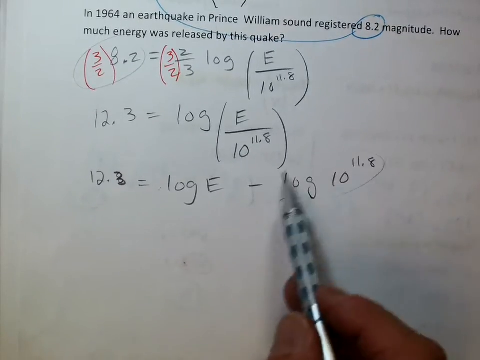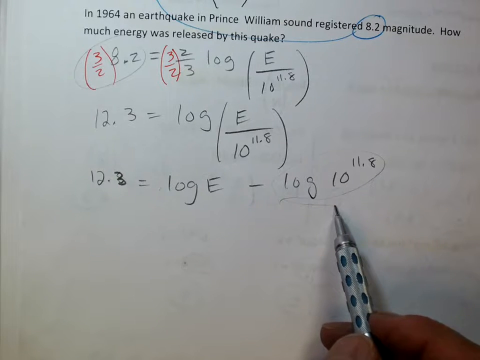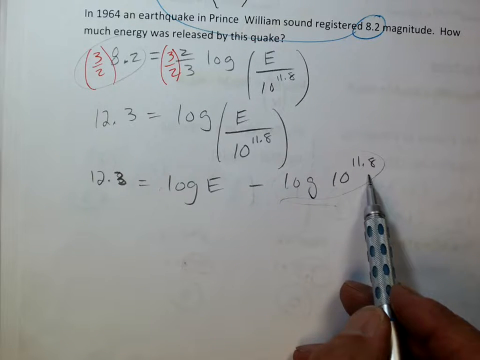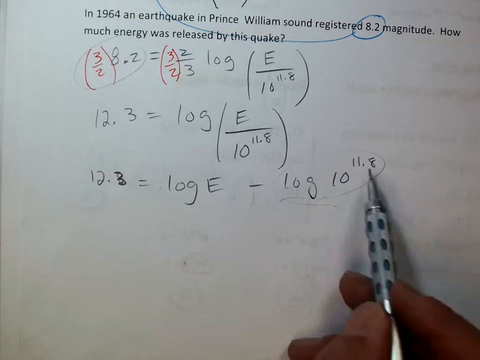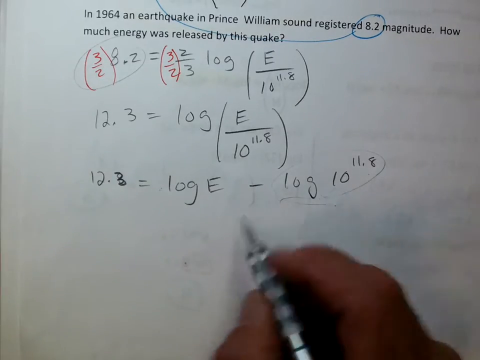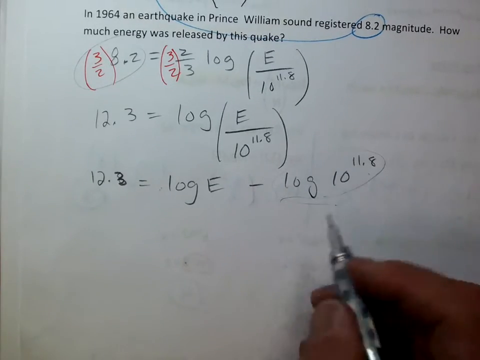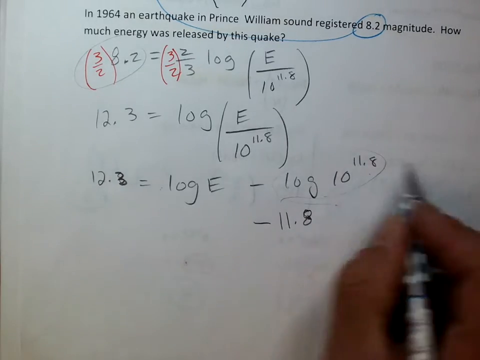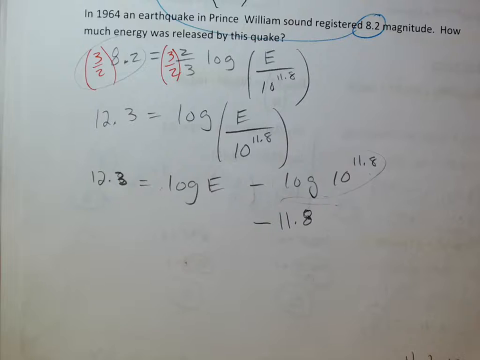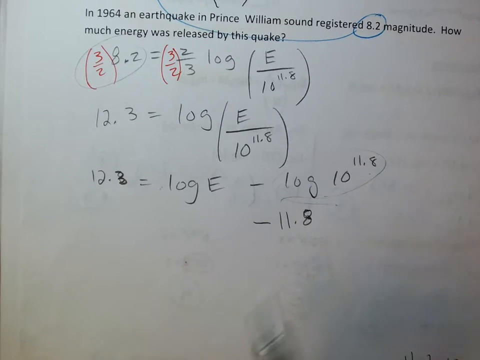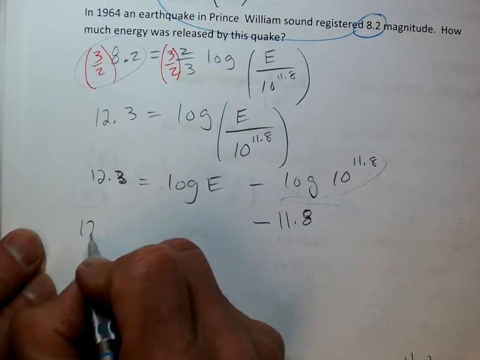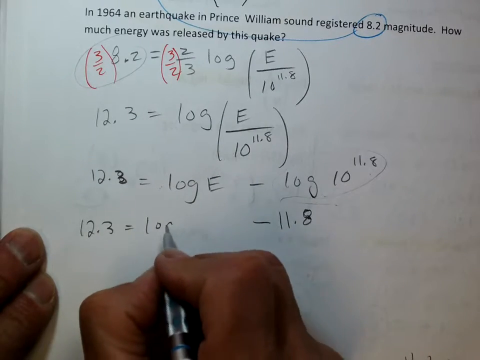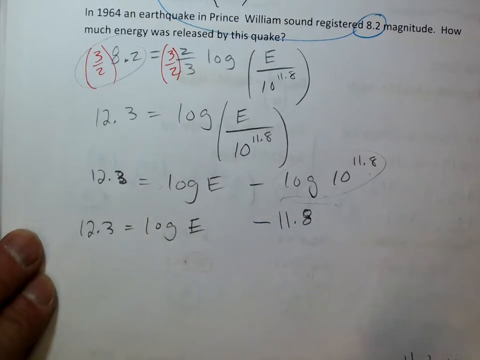I can probably do this in my calculator, can't I? It will be 11.8. Try it on your calculator anyway. It will be 11.8 because of the base. Same base, right? Because that's base 10. You can do this in your calculator, but it really will be 11.8 because it's base 10, okay? So let's write this down. Now I've got 12.3 equals log E minus 11.8, okay?